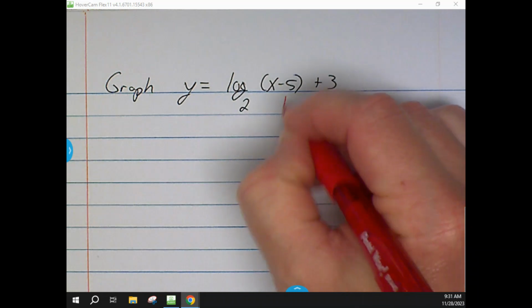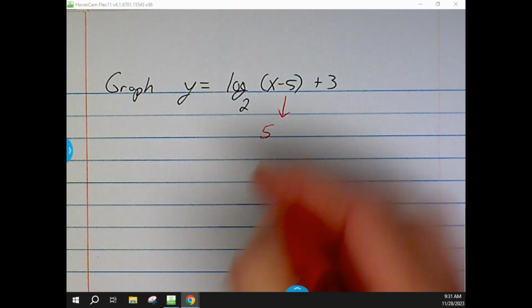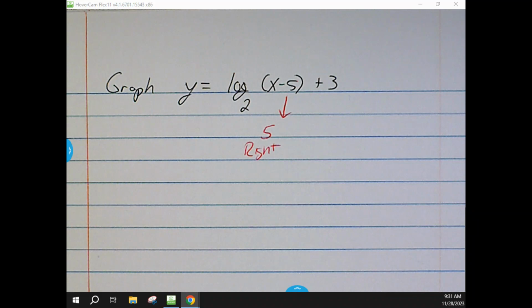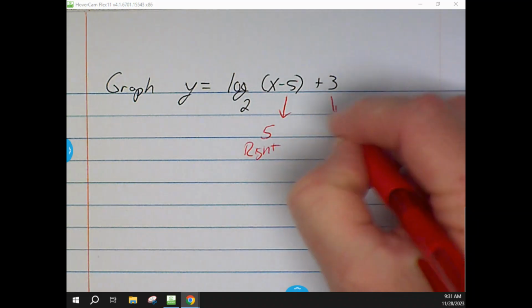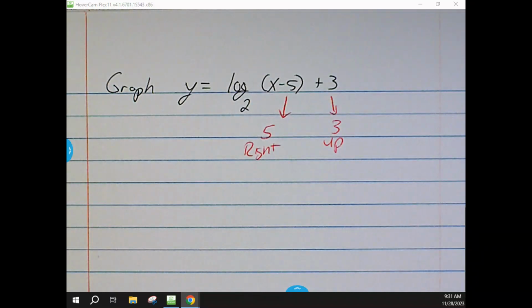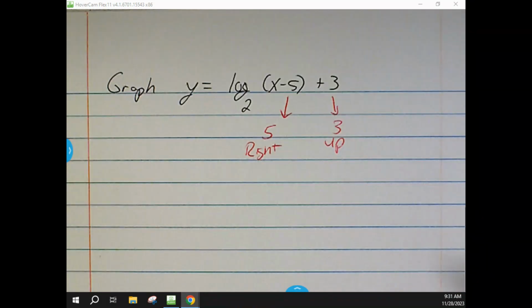So again, it's still the same thing. The 5 on the inside is still your opposite horizontal movement. So what looks like 5 to the left is actually 5 to the right. Your plus 3 at the end, that's your up and down, so it's going to be 3 up. So we're going to take this graph that we have here and move it 5 to the right and then 3 up to get our new graph.